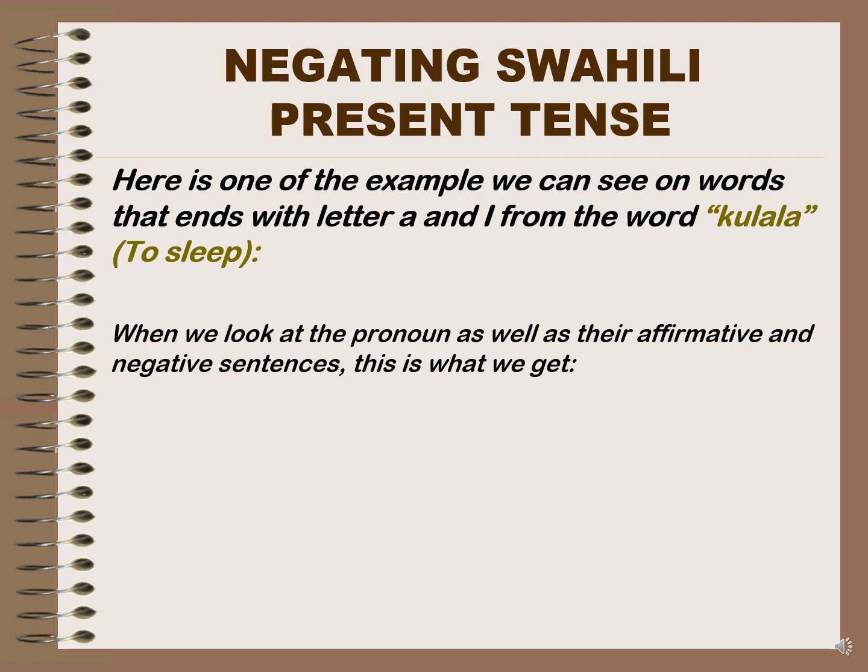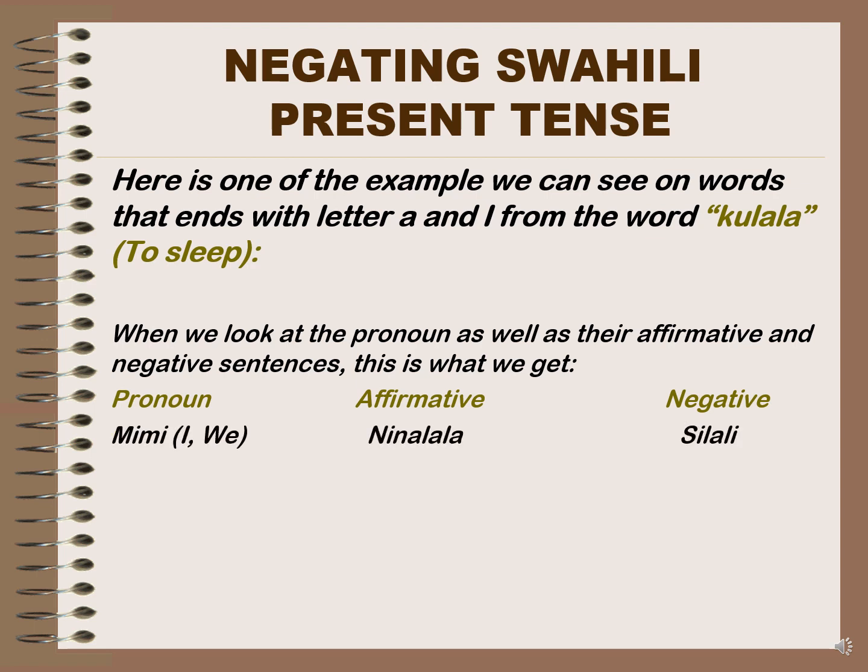When we look at the pronouns as well as their affirmative and negative sentences, this is what we get. Mimi, the pronoun, means I. Affirmative will be ninalala and negative is silali. Wewe means you. Affirmative will be unalala and negative is hulali. So we can see that in all affirmatives there is the letter A, and in all negatives there is the letter I or E in Swahili.